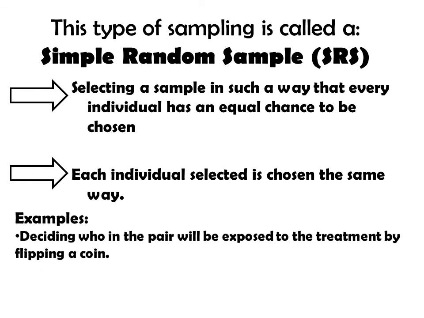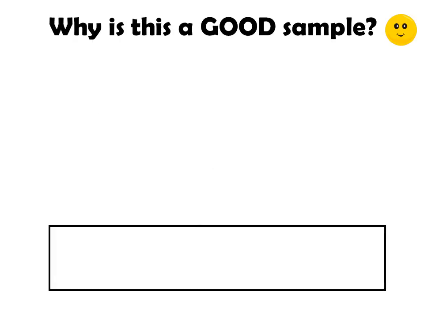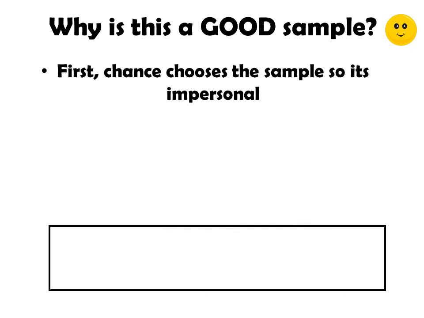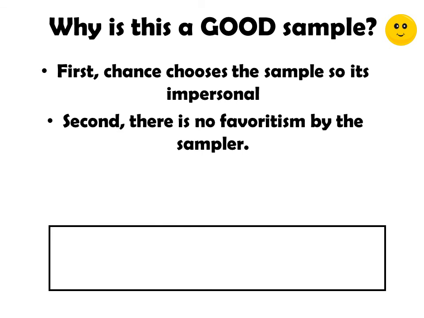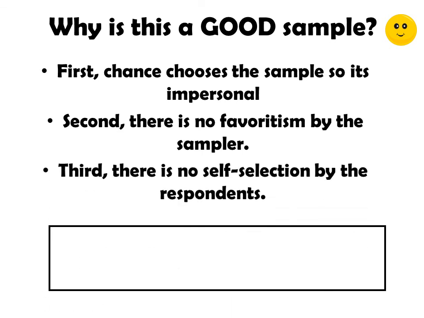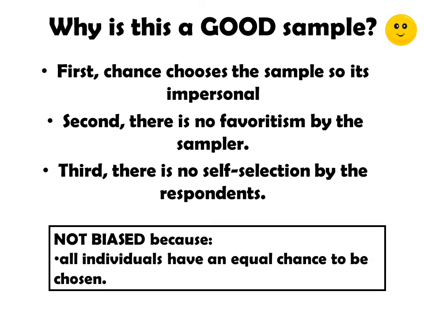Examples are, if I needed to assign a treatment to 2 people, I could flip a coin. Flipping a coin is fair. There's an equal chance of one person getting one treatment or the other person getting the treatment. I could also assign each student in the class a number from 1 to 6 and roll a die. Again, rolling a fair die will give everyone an equal chance of getting selected, 1 out of 6. So why is this a good sample? First, chance chooses a sample, so it's impersonal. Second, there's no favoritism by the sampler. And lastly, there's no self-selection by the respondents. This isn't biased because all the individuals have an equal chance to be chosen.